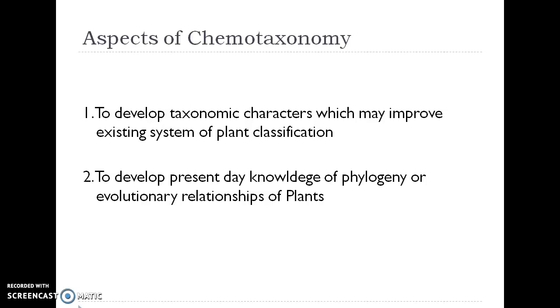We can develop taxonomic characters which may improve the existing system of plant classification, and also we can develop present-day knowledge of the phylogeny or the evolutionary relationship of plants. The first one is we can develop new taxonomic characters by means of chemotaxonomy, which will alter or replace the existing system of plant classification. Then also, by means of extraction studies and comparative studies, we can increase our knowledge of phylogeny or evolutionary relationship among plants on the basis of these chemical substances. So these are the two different aspects of chemotaxonomy.